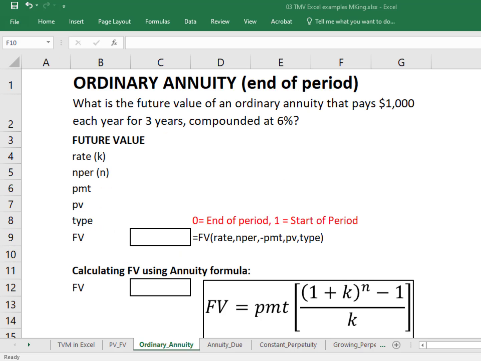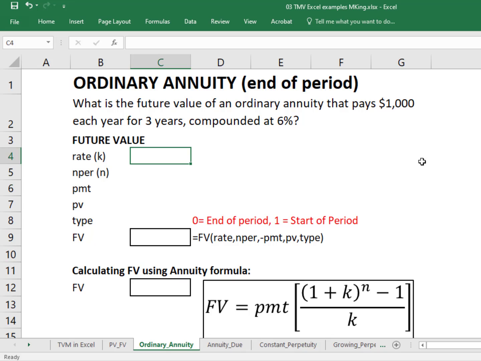And we're now going to look at how to use Excel to find the value of an annuity. We're going to look at both the present value and the future value, and we're going to look at two different types of annuities: an ordinary annuity, where the payments come at the end of the period, and an annuity due, where the payments come at the start of the period. Here we are. I've set up the template.